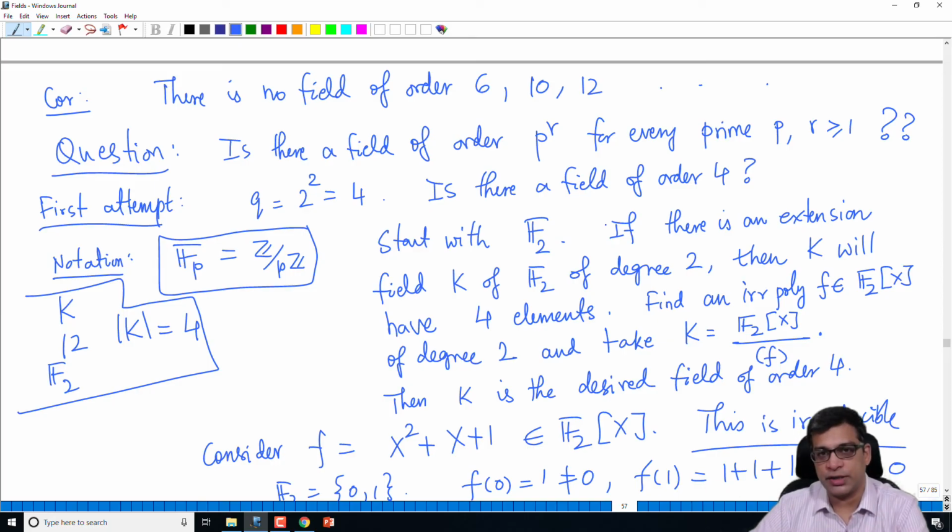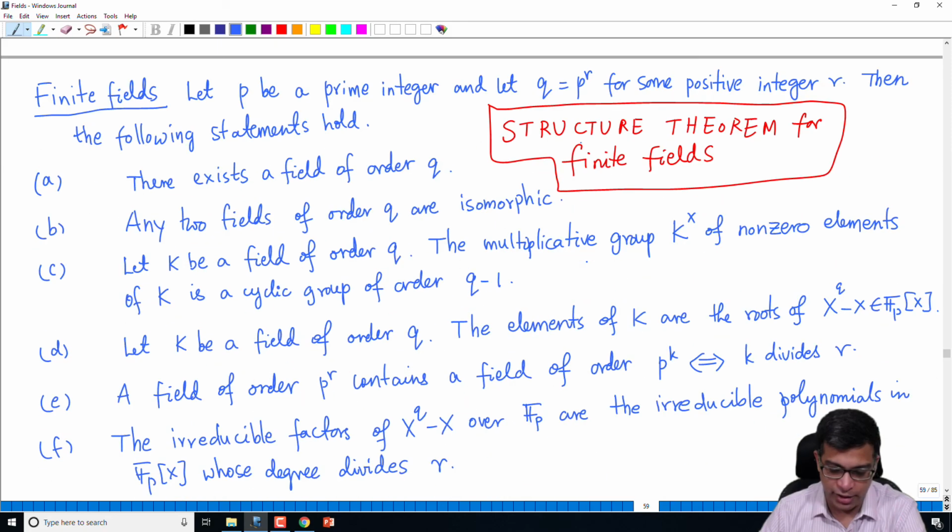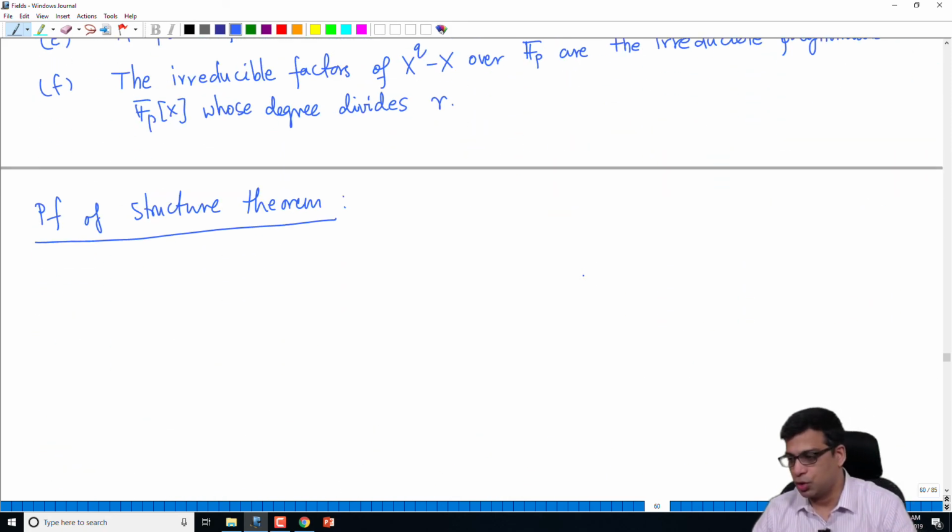In general, if you want to construct a field of order 5 power 5, what you do is start with F5, which is Z mod 5Z, find a polynomial of degree 5 which is irreducible and go modulo it. The only problem with this approach is that it becomes tricky to exhibit such an irreducible polynomial, and it's actually not easy. How do you know that there is such an irreducible polynomial? So we will take a different approach, an indirect but easier approach to show the existence.